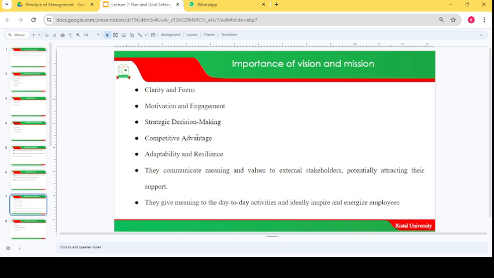And then let's look at the importance of vision and mission. Clarity and focus. If you have a well-defined vision statement, it will paint a clear picture of the desired future state. This will help everyone to understand the organization's long-term aspirations and goals. And also the mission statement will help to build on this by explaining the organization's core purpose and the value it provides. This clarity will help to focus efforts and resources toward achieving the desired future.